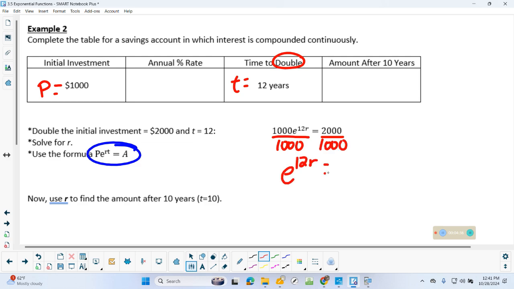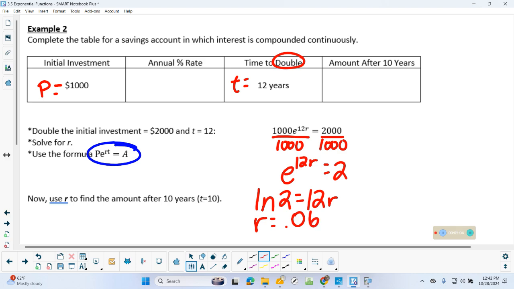So, of course, we're at 2 again. As always, I think we're past me writing log base e when we convert it out of exponential form. We know that's ln. 2 moves to the left, 12r to the right. So let me give you a second to type that one in. And what do we got for r? 0.0, what do you round it to?